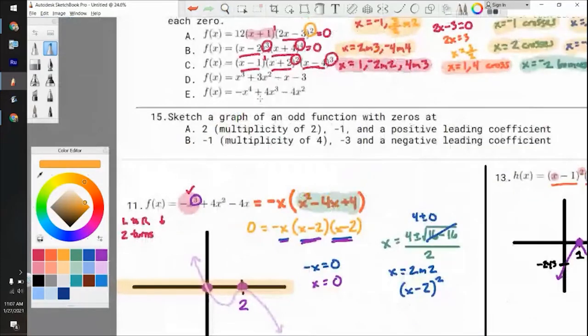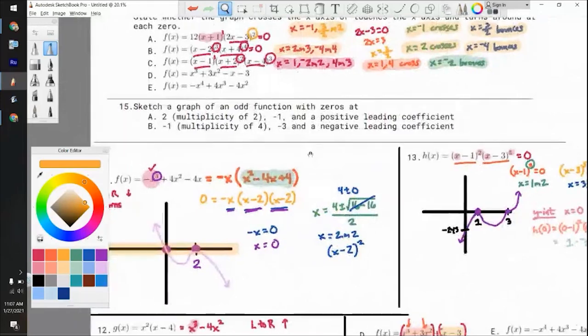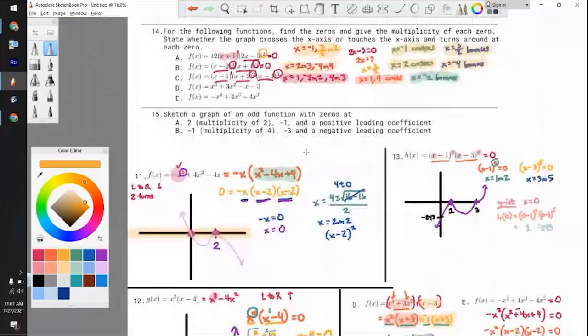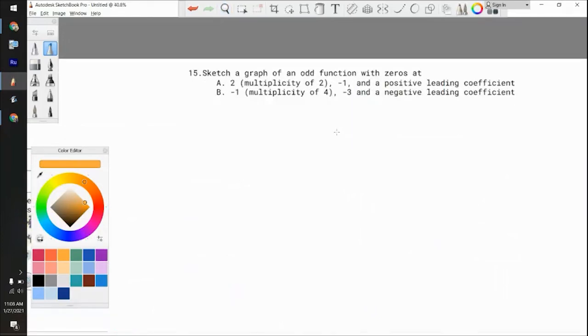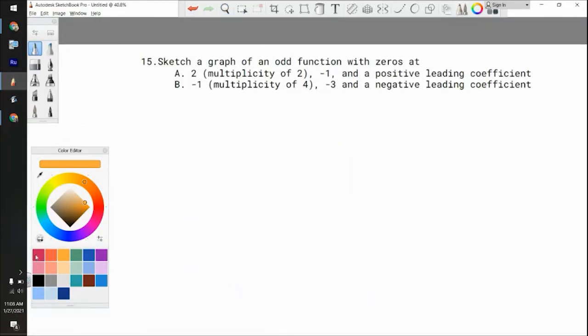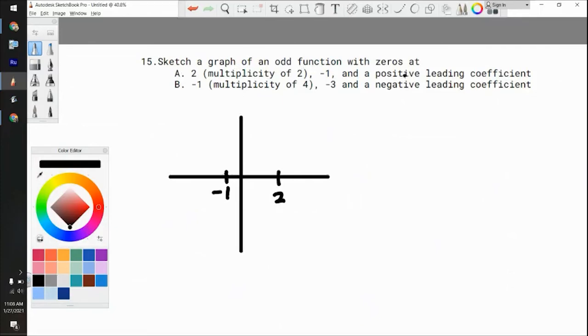And the last one, it says sketch a graph of an odd function with zeros at those values. Let's see here, where do I have room? Okay, odd function, we don't really need to worry about that so much for this one. I probably should have gotten rid of that because it doesn't really matter. So first thing I'm going to do is make my XY coordinate plane, and it says the zeros are at 2, -1. So I'm going to write this out here. Here's -1. Here's 2, and a positive leading coefficient. Okay, so if it's a multiplicity of 2 at 2, that means it should bounce at 2, and it's going to cross at 1. So it's going to bounce here and go up, and then it's going to do that here, and that's basically it.